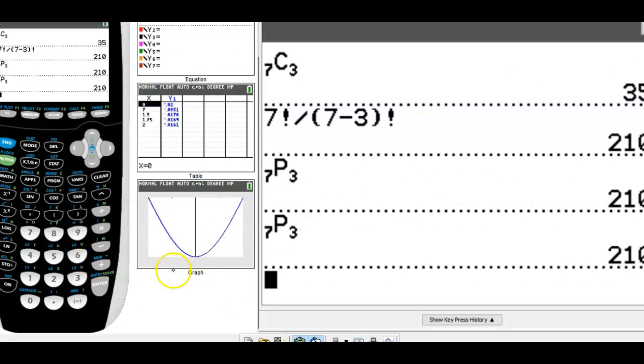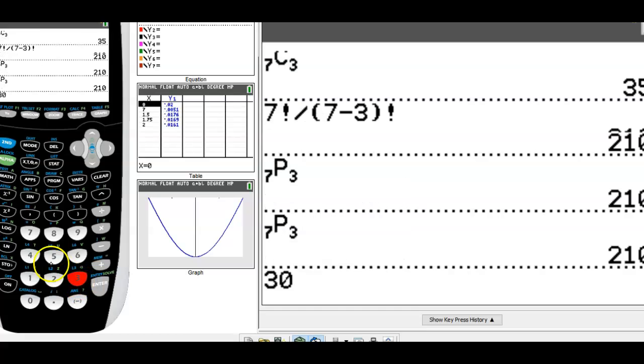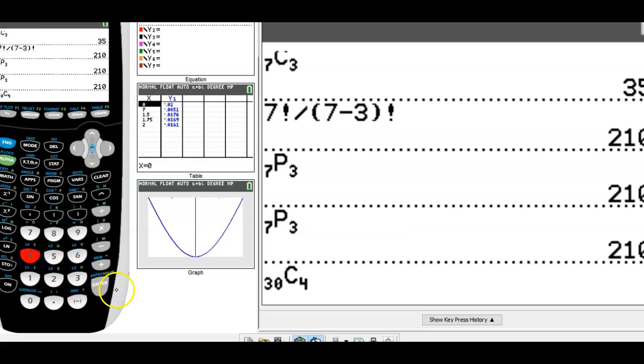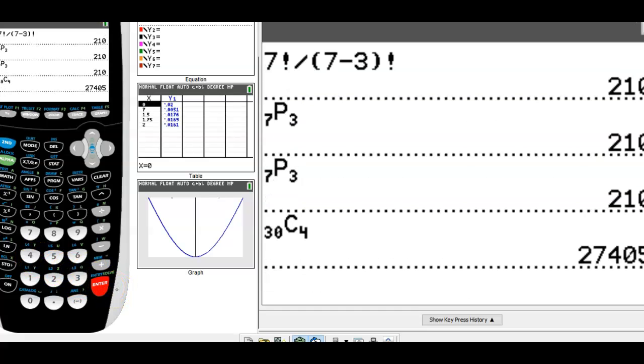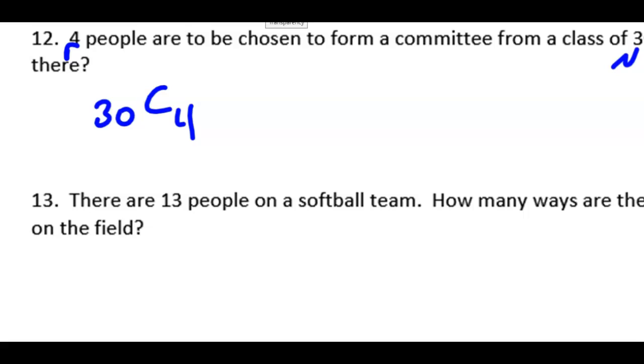So 30, math, probability, choose, 4. There we go right there. 30 choose 4 is 27,405. Man, I don't know what's wrong with this thing, y'all. Anyway, that's 27,405.